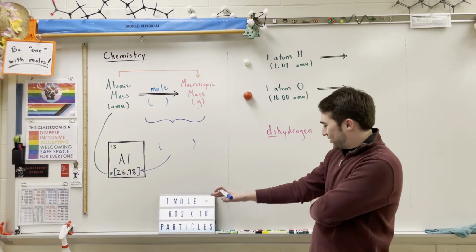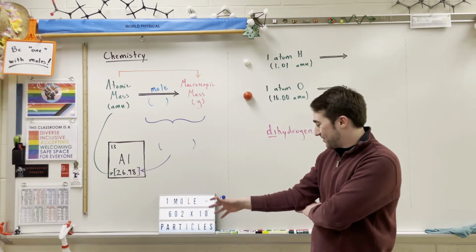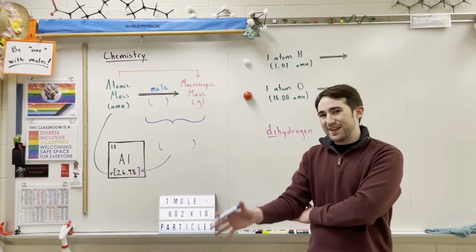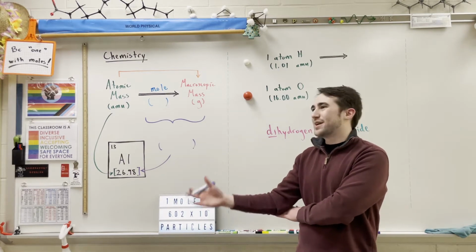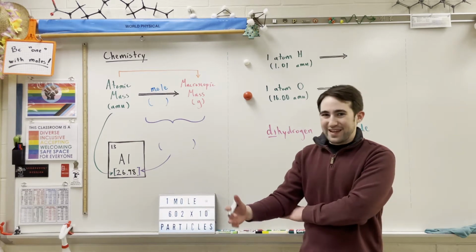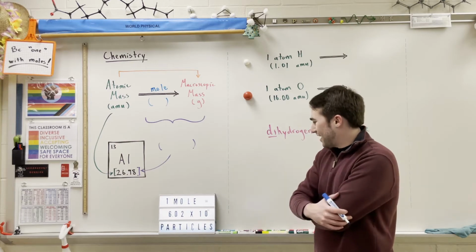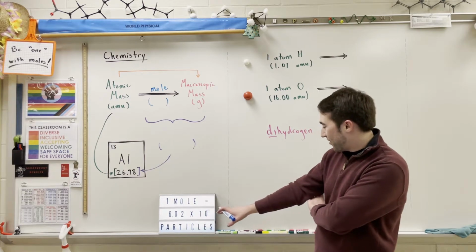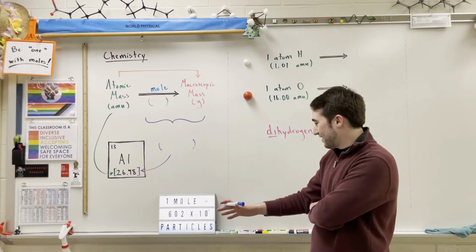But why this specific number? It's a big, nasty, terrible number, 6.02 times 10 to the 23rd. Why did we settle on that and not something that looked at least a little bit nicer? Yes, it's got to be a big number, but why not something like 1 times 10 to the 23rd? Well, 6.02 times 10 to the 23rd has a pretty significant purpose.